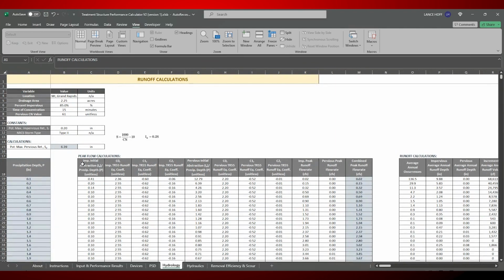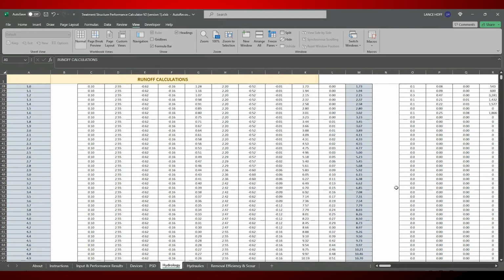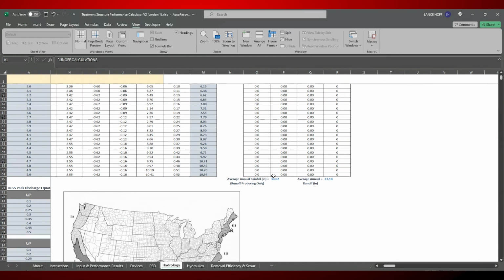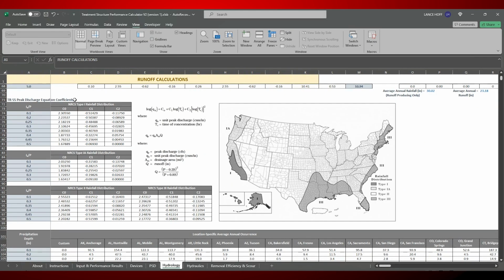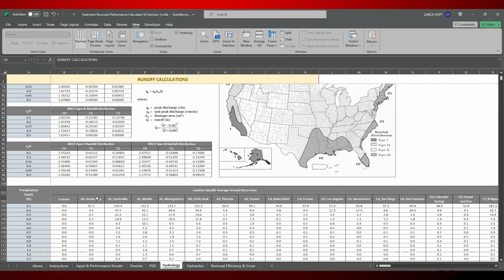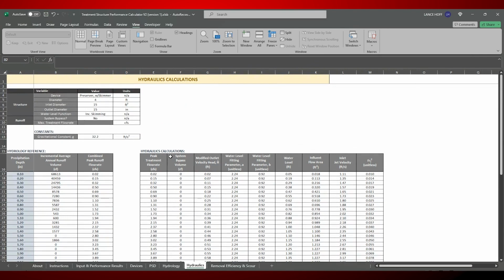In the Hydrology tab, impervious and pervious peak flows are calculated separately, then combined to determine accurate peak flows for performance calculations. Location-specific annual rainfall and project-specific runoff depths are also summarized for user reference. All equations, variables, and reference data used for runoff calculations are included, as well as historic precipitation data for 133 locations across the United States. The Hydraulics tab is used to calculate the water-related characteristics that affect performance calculations, such as high flow bypass volumes, water levels, and influent velocities.